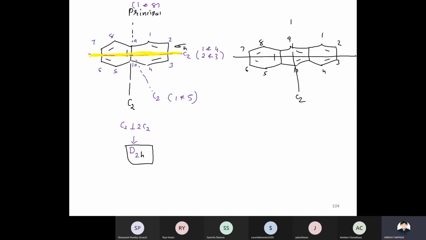This is the other 2C2. And there is also sigma h, similar. So you can have a D2h. Good.